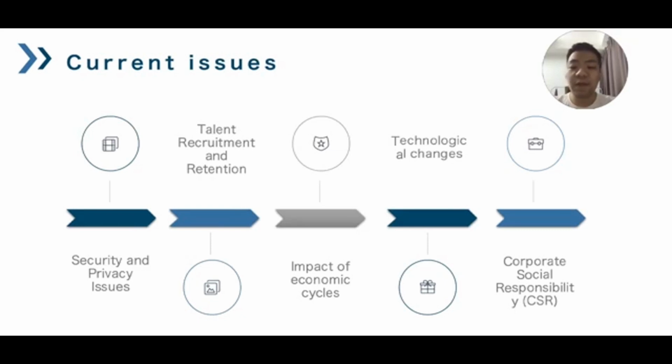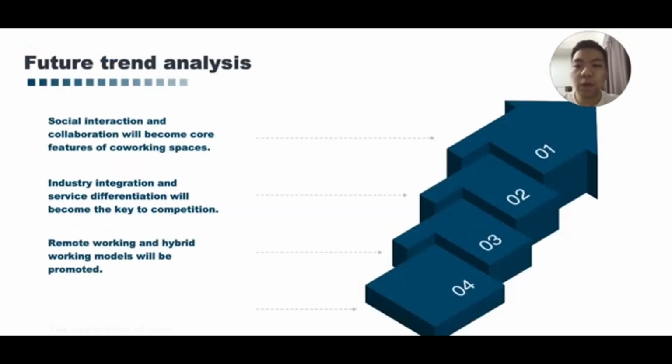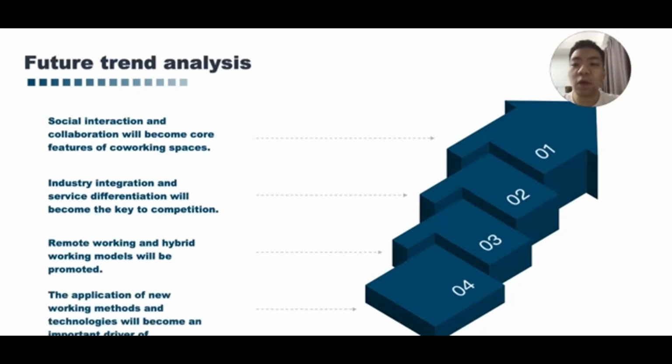The combined effect of these factors requires the shared office industry to constantly adjust its business strategies and improve service quality, so that we can stand out in the face of market competition. The following are the main future development trends of the industry. Social interaction and cooperation will become core features of co-working spaces. The office space of the future will not only be a workplace, but also a platform for socialization and cooperation.